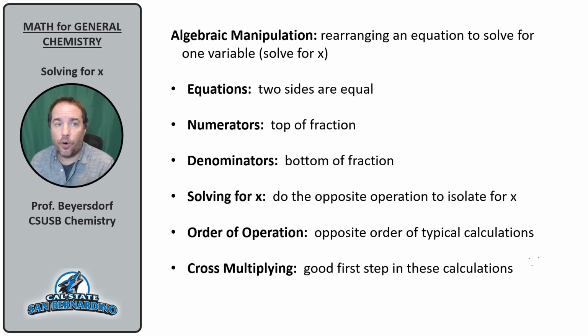So that is it for algebraic manipulation. Remember, the key thing is if you do things to one side, you have to do it to both. Try to get things out of the denominator as early as possible, and a lot of times that means cross multiplying.